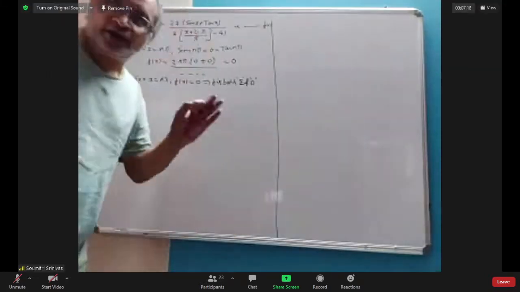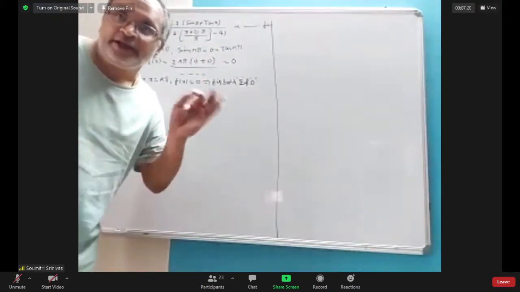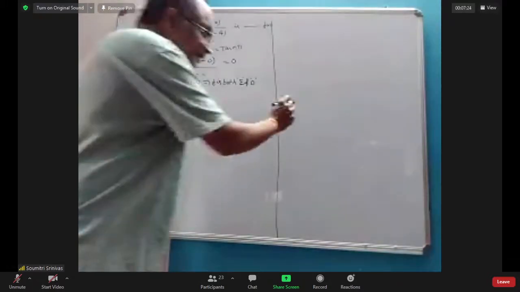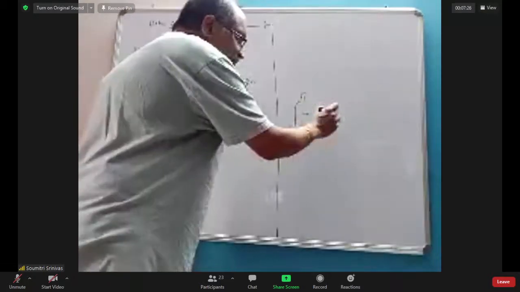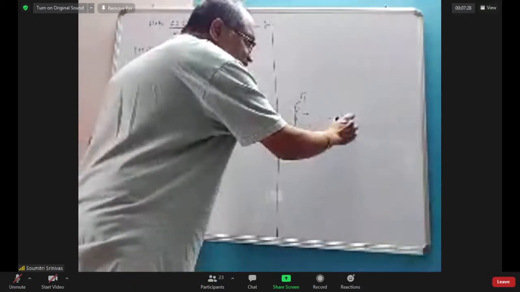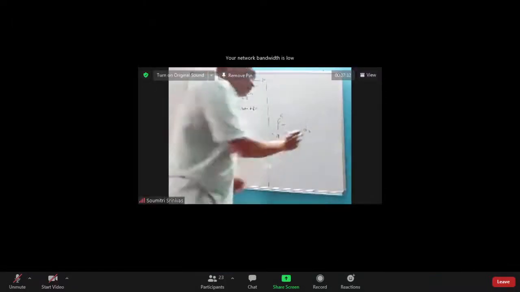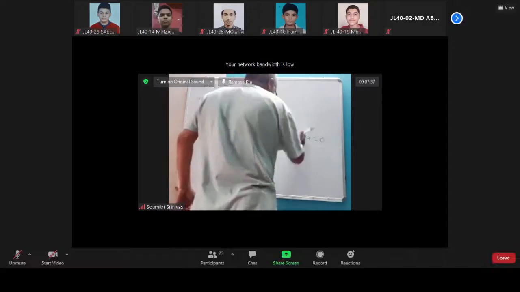In 2019 JEE Mains question, second year problem, integral minus pi to pi, he gave the function dx. Same problem. The function was an odd function. Therefore, what was the answer? 0. This was asked in second year.